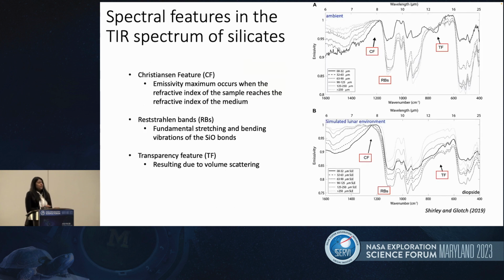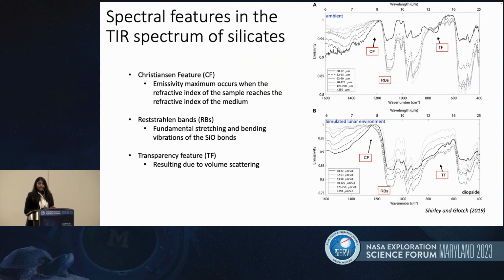How do we actually try to map the silicate mineralogy from this thermal infrared spectra? To do that, we rely on three major features. The first is the CF position, the Christiansen feature, which is the emissivity maxima in any thermal emission spectra. This maximum occurs when the refractive index of the sample reaches the refractive index of the medium.